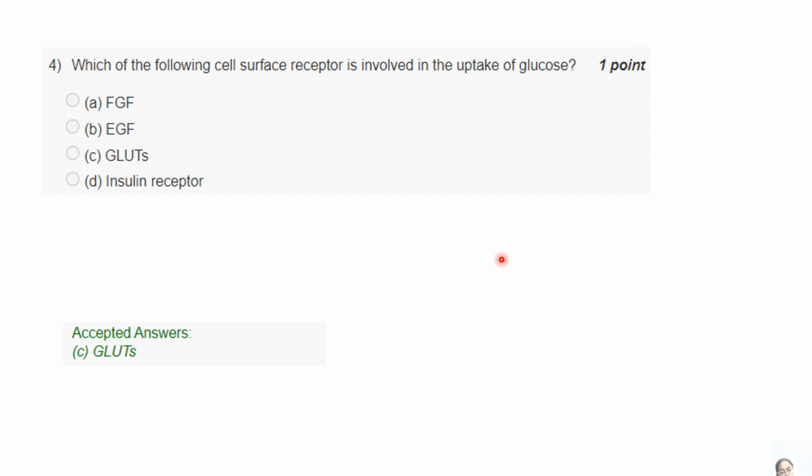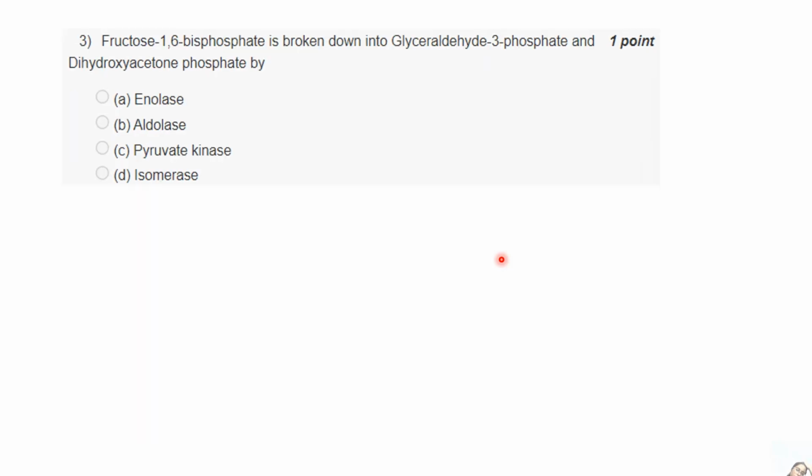Okay, we'll go to the next question for today. Fructose 1,6-bisphosphate is broken down into glyceraldehyde 3-phosphate and dihydroxyacetone phosphate by enolase, aldolase, pyruvate kinase, or isomerase. Aldolase. The right answer is aldolase. We are focused mostly on glucose transporters and glycolysis in this session.